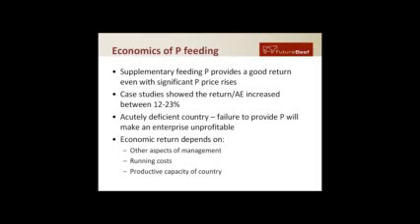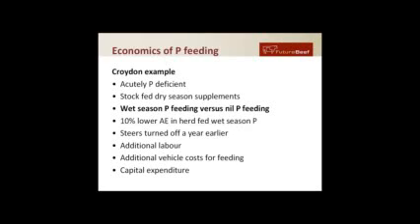If we've got really high running costs for a particular property, and one of our case studies has shown that up in the Cape, where they had extremely high running costs, the return is a little bit lower, but they still showed a 12% return on feeding phosphorus to those animals, and also the productive capacity of the country. So the greater the productive capacity of the country, not looking at the phosphorus status, then obviously the greater return from supplementing phosphorus to those animals as well.